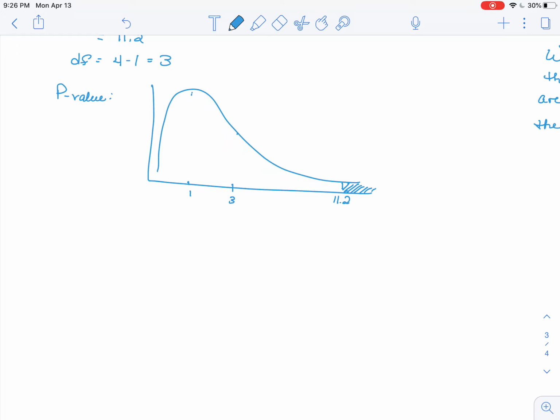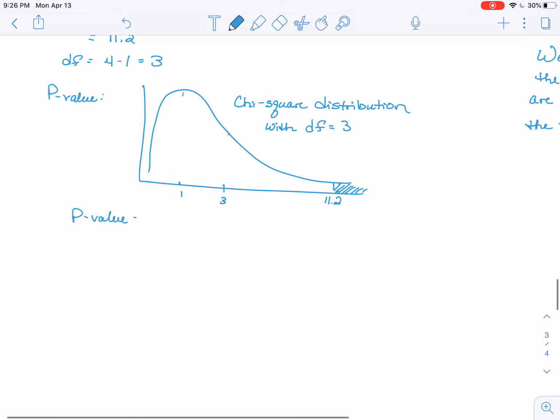But we need the probability of getting something as large as 11.2 or even larger than what we got. So we want the area to the right of it. And I should take the time to label what we have just sketched. It's not good to have an unlabeled distribution. So this is very much not a normal distribution. This is not a sampling distribution. This is the chi-square distribution, specifically the one with 3 degrees of freedom. So that's the area we're going to be finding.